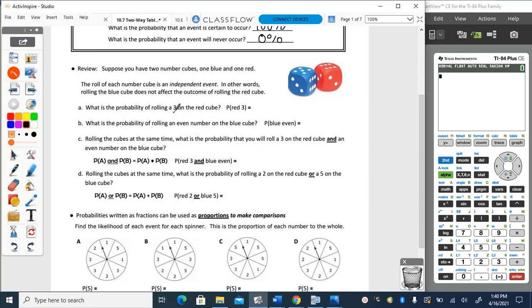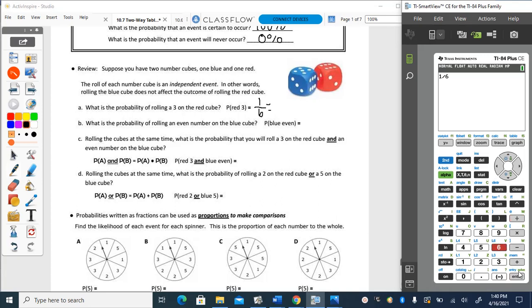Okay, so now this says, what is the probability of rolling a 3 on the red cube? How many sides do we have the 3 on? Well, only one side, so that would be your part. And how many sides are there total on a dice? Well, that would be 6. So our probability is 1 over 6, or let's make that a percentage. So 1 divided by 6 gets us a decimal.